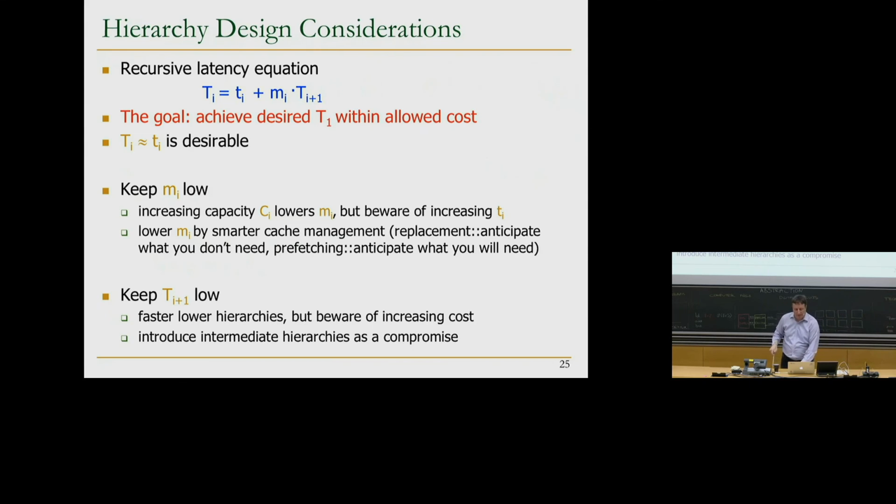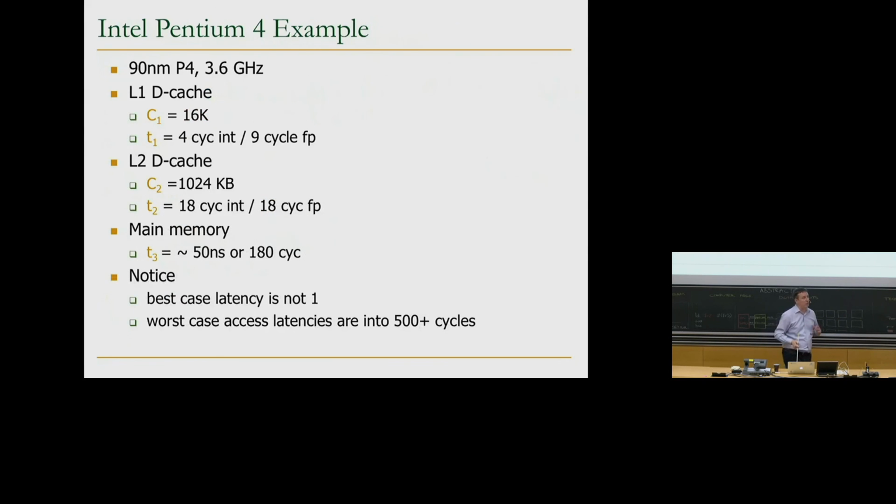I'm just going to give an example to see how these numbers change. These numbers are taken from a real example. It's a fairly old design, a 90 nanometer Pentium 4 running at 3.6 gigahertz. The level 1 data cache is 16 kilobytes, and the T1, level 1 cache access, is 4 cycles for integer or 9 cycles for floating point, so 4 cycles. The level 2 data cache is 1 megabyte, and the access is 18 cycles, and main memory is 50 nanoseconds or 180 cycles. Now, we are going to put in some miss rates.